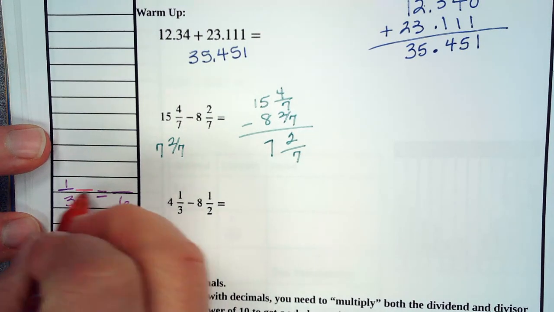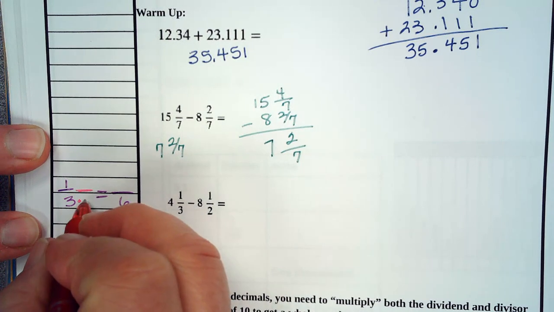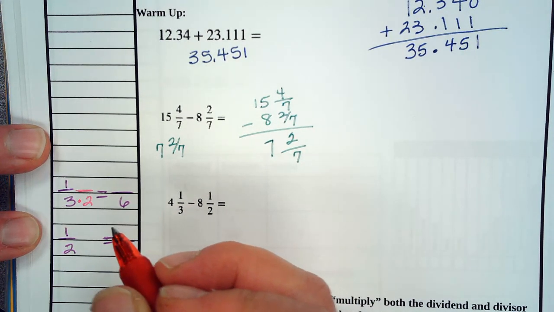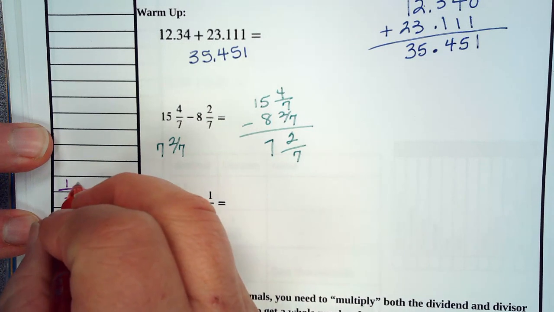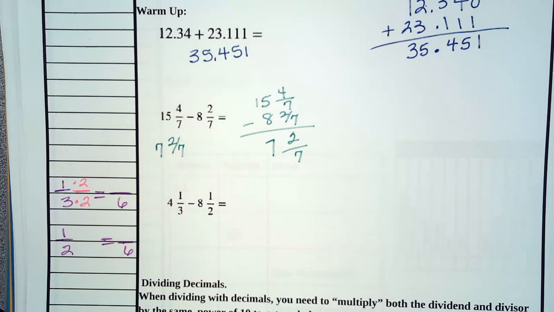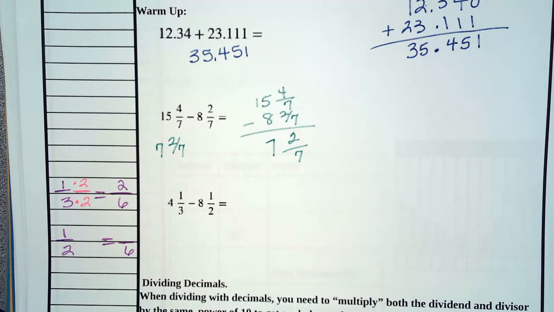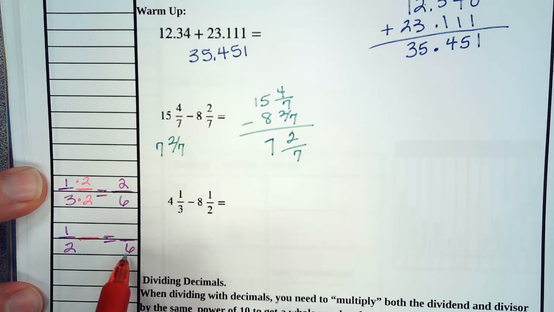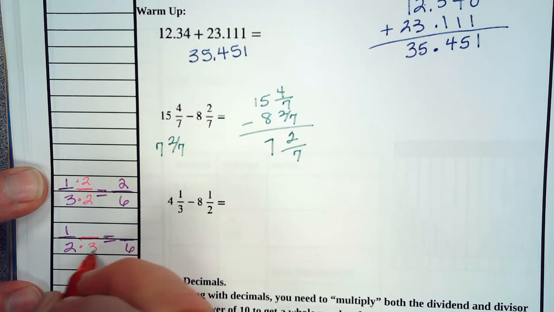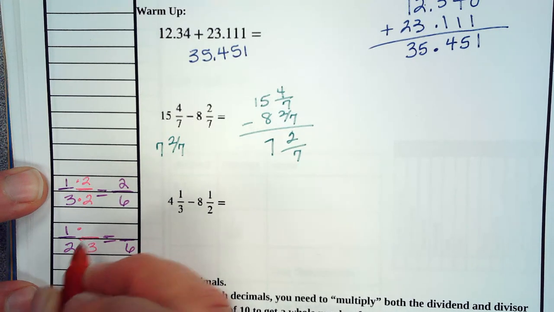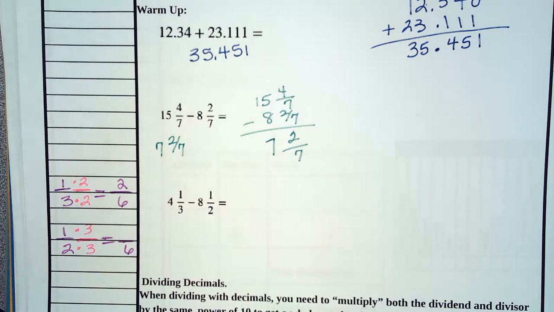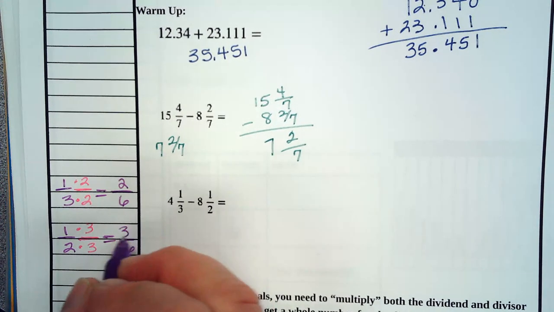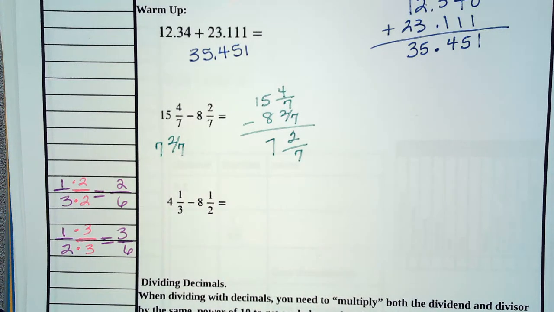Now, I've got to think, 3 times what is 6? Well, that's 2. Whatever I do to the denominator, I've got to do to the numerator. 1 times 2 is 2. What do I multiply 2 by to get 6? Well, that would be times 3. What I do to the denominator, I have to do to the numerator. 1 times 3 is 3. So I've changed them to the equivalent fractions with the common denominator that I can subtract.